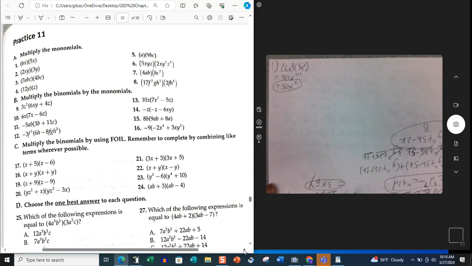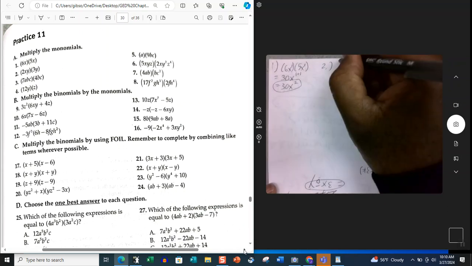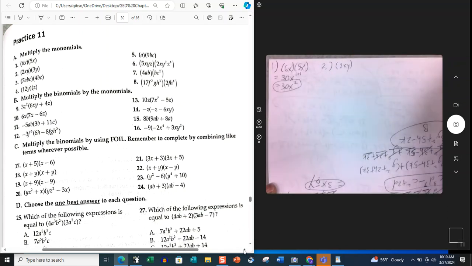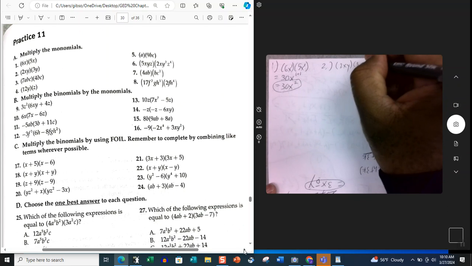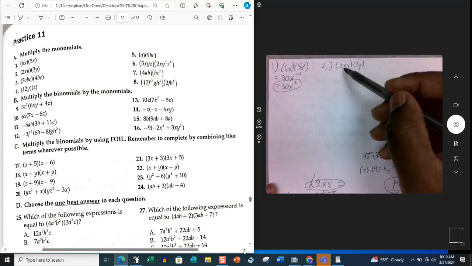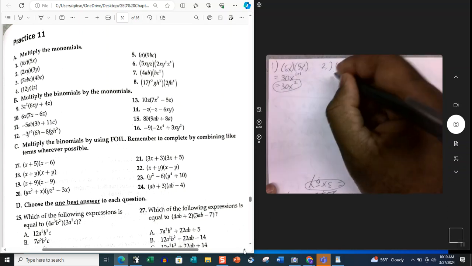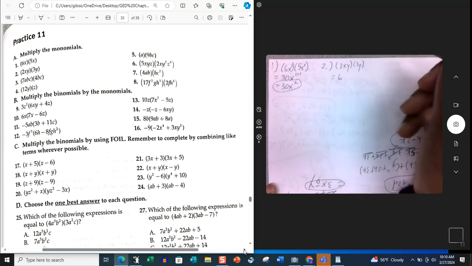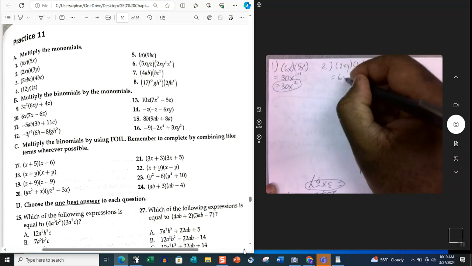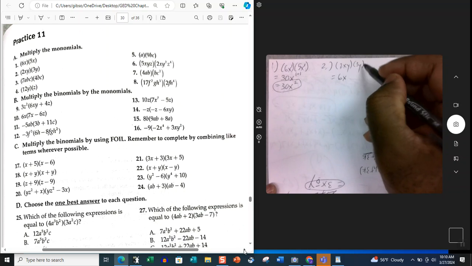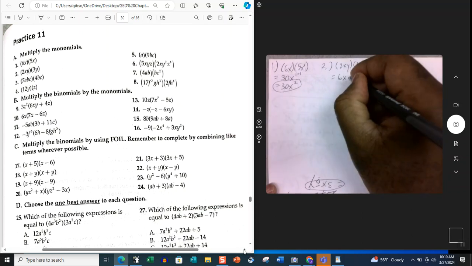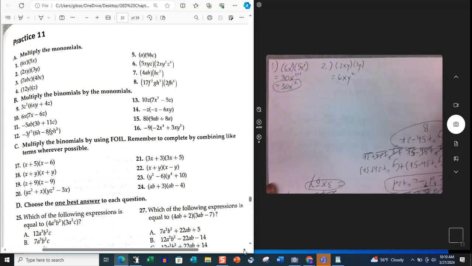Now I want to get to, let me do number 2. Number 2, we have 2xy times 3y. Now again, you see that we don't show any exponents with these variables. They're assumed to be to the first power. So 2 times 3 is 6. There's only one x here, so we'll bring the x down. Y times y will give us y squared when we add those exponents.